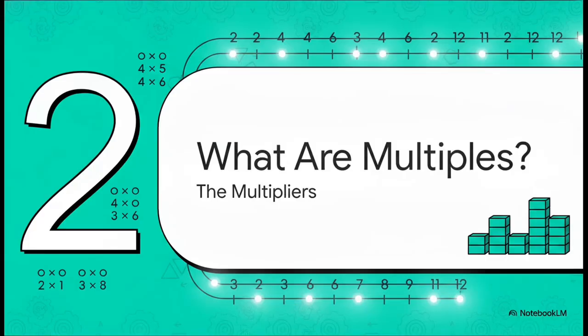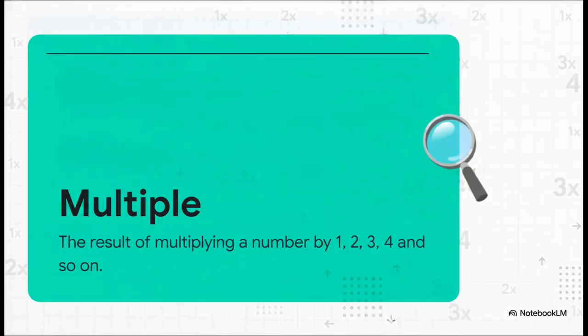All right, section 2, what are multiples? The multipliers. Let's completely flip the script now. Simply put, multiples are just the results you get when you multiply a starting number. It's literally exactly like reciting the numbers in that specific number's times table. If you want the multiples of a number, you just multiply it by 1, then by 2, then by 3, and so on. It's really that simple.